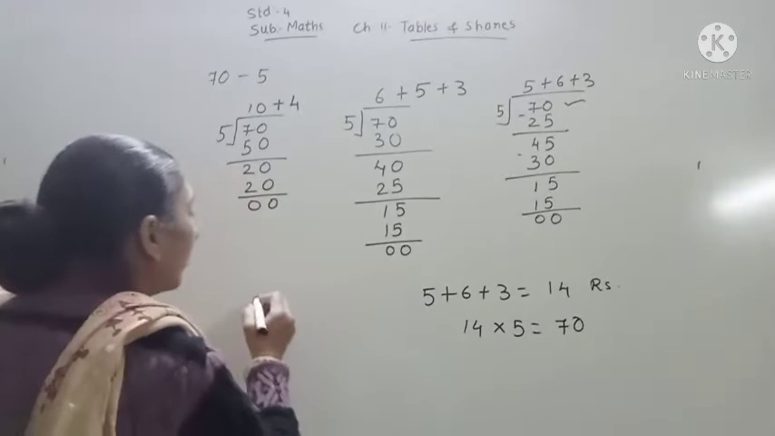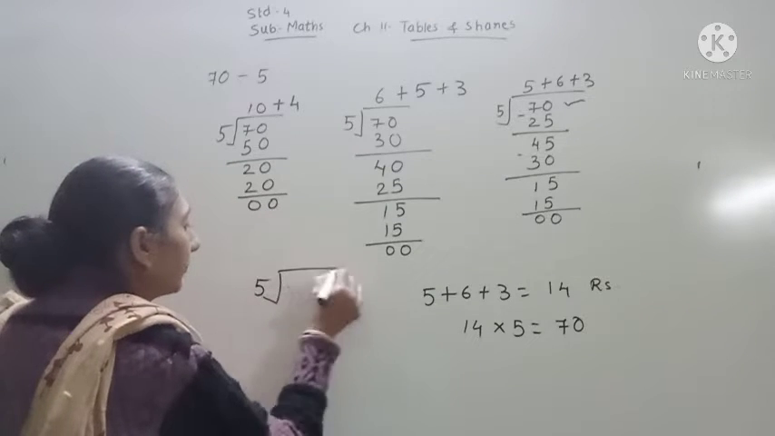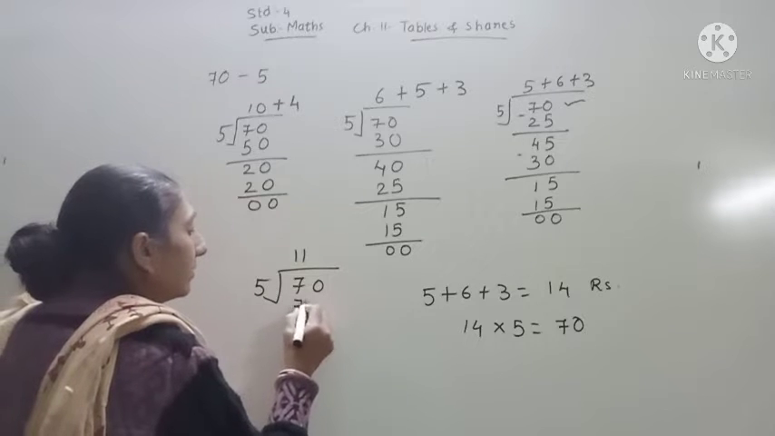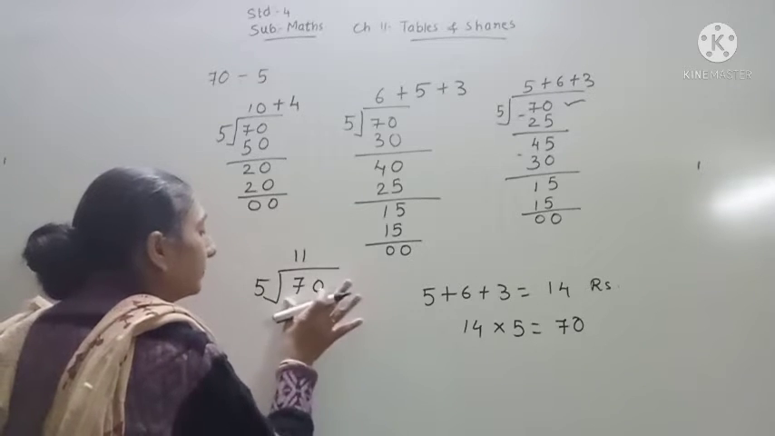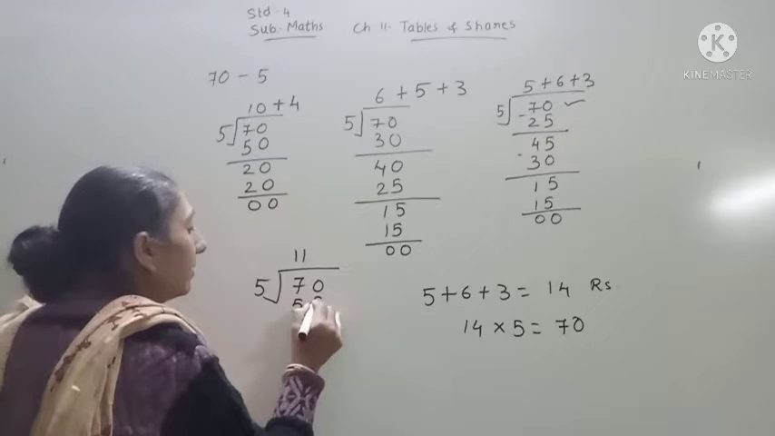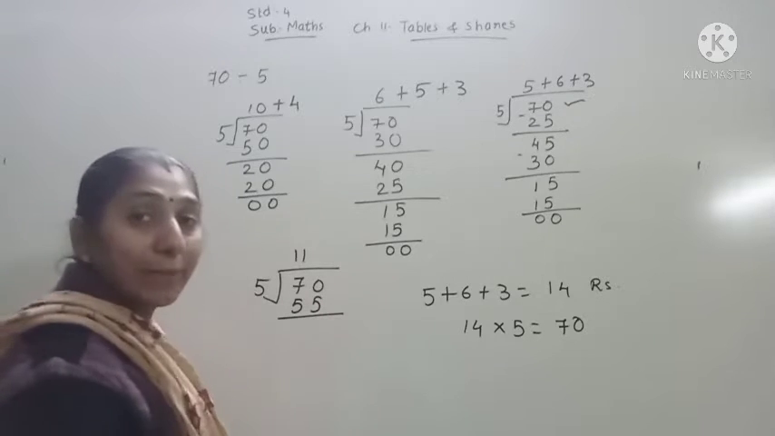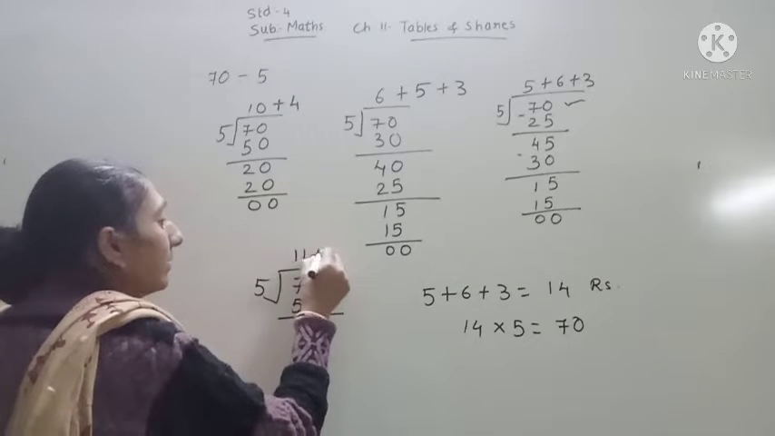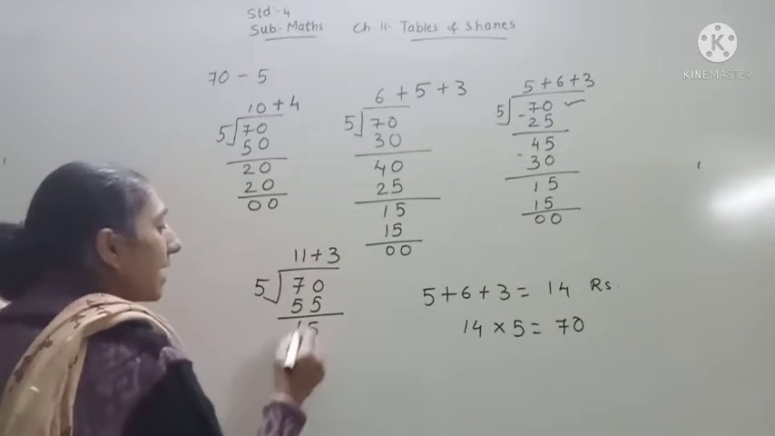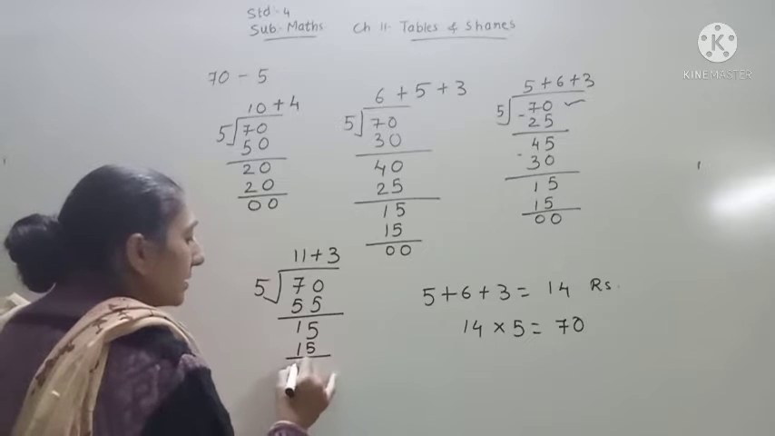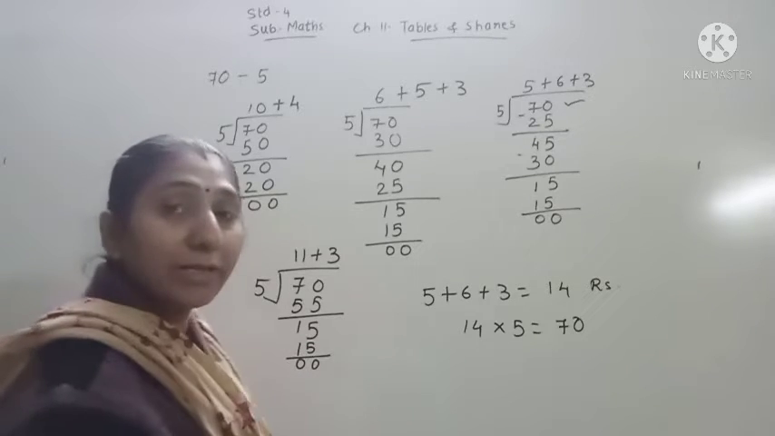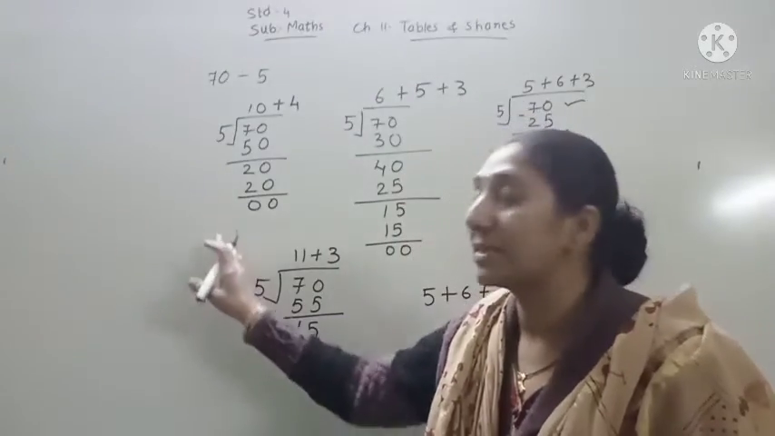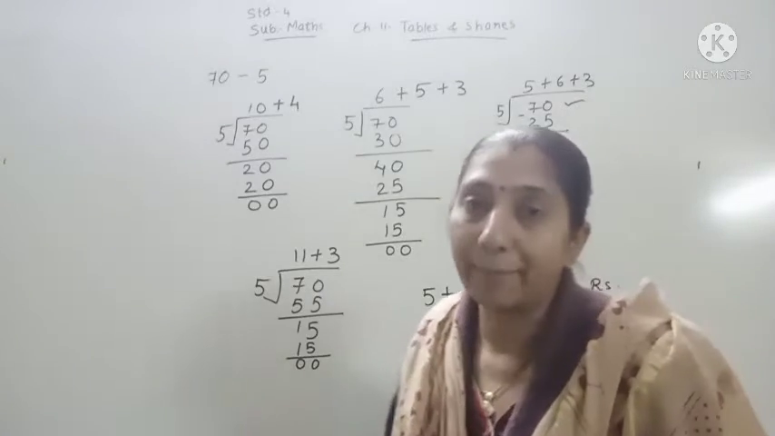अगर आप एक को 11 rupees दोगे, 5 11s are 55. So how many will be left? 15. So 5 3s are 15. 0 0. You can try it with any numbers. आप कोई भी numbers लेके ऐसे parts में solve कर सकते हैं. Okay?